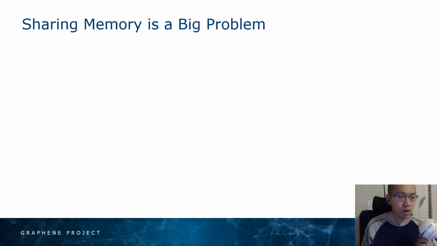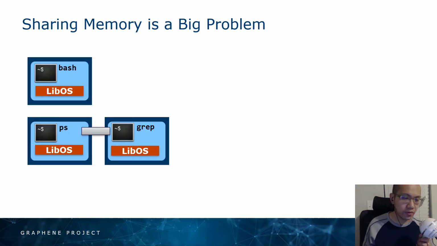The role of the Graphene library OS in supporting multi-process applications is to coordinate the states across multiple enclaves. So think about an application with three different processes. You have a bash process, you have a ps process, and a grep process. In order to let these processes work together and provide you the functionality, they do need to communicate. They can use things like inter-process communication features, or they can use signals or pipes to connect to each other.